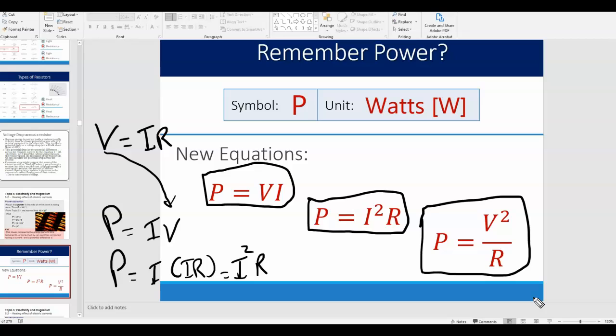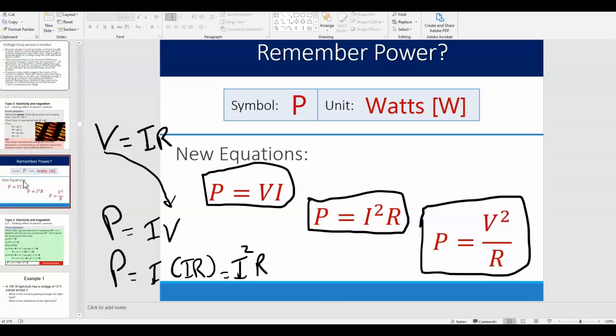And so we know what all the symbols represent. Power, I want to remind you, is measured in watts. That is a measure of how much or how quickly energy is being delivered or consumed by a component, and 1 watt is basically 1 joule per second. So it's a rate of how quickly energy is being used up per second.